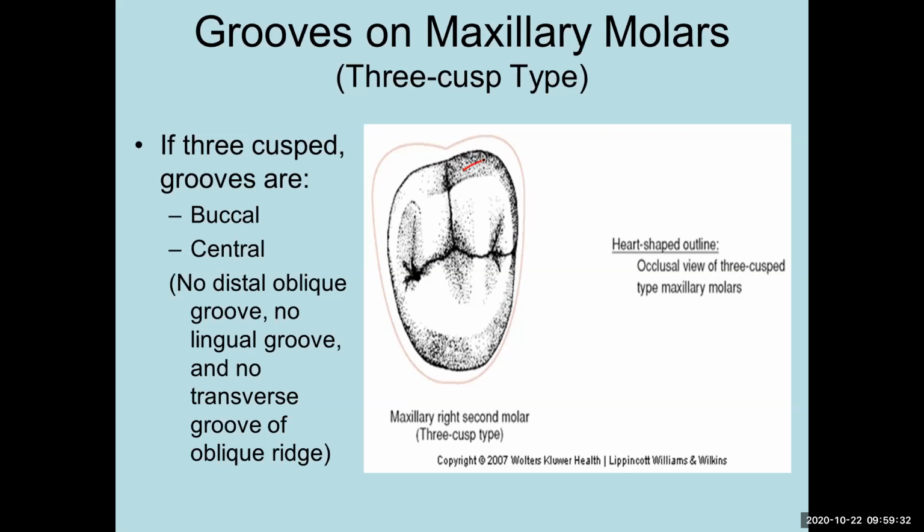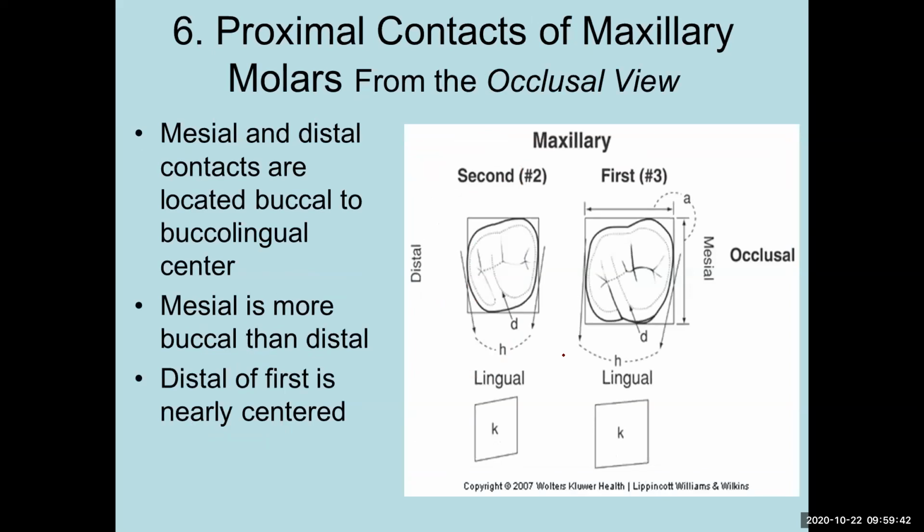We know that this is the mesial. This is the distal. And then this is the lingual. Contacts. Mesial and distal contacts are located buccal to the buccal lingual center. So the buccal lingual center is going to be here. The contact areas are more buccal. Okay. And that's nothing new.